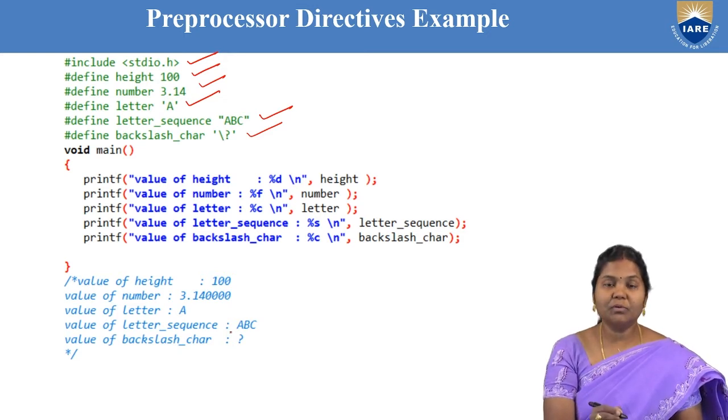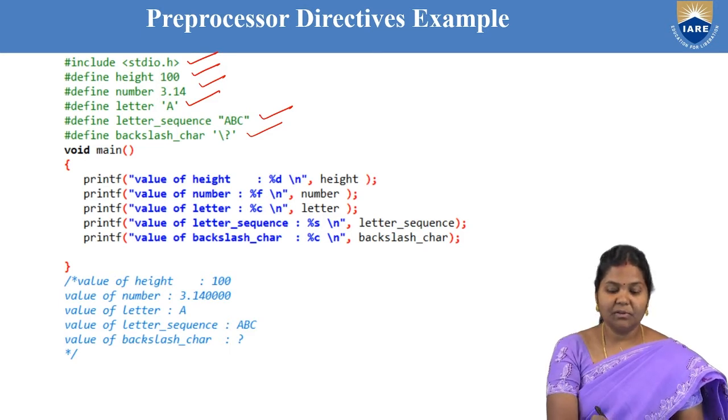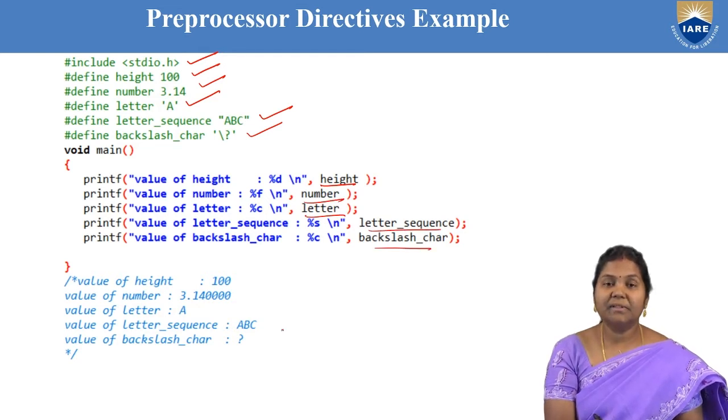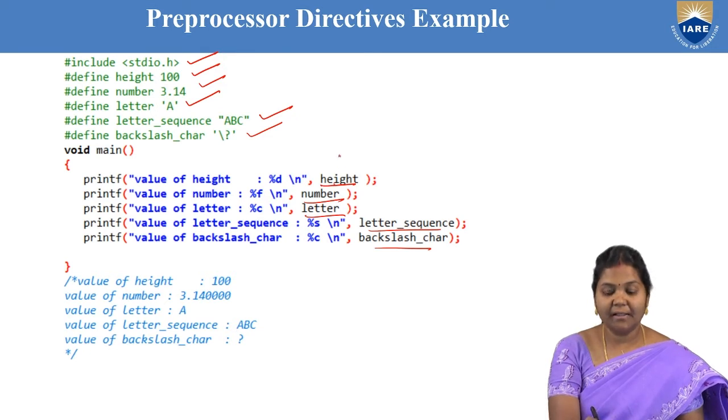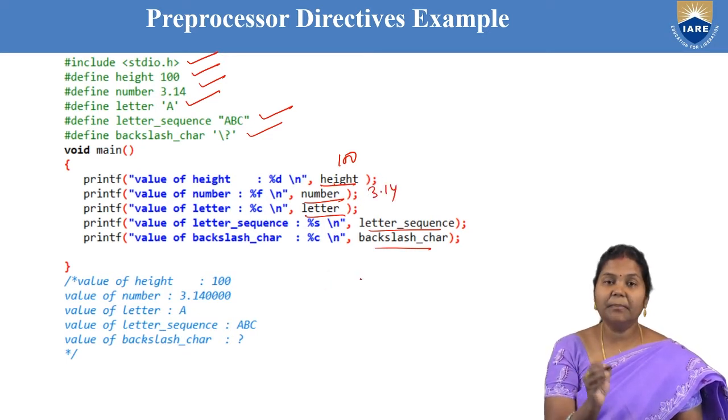Now, these macros are replaced with their values before compilation. So, if you want to print the height, number, letter and so on, these are treated as symbolic constants for those appropriate values. Whenever I write height, actually 100 will be replaced. Whenever I write number, then 3.14 is replaced. So these are actually replaced by their values before compilation itself. So this is the first example.